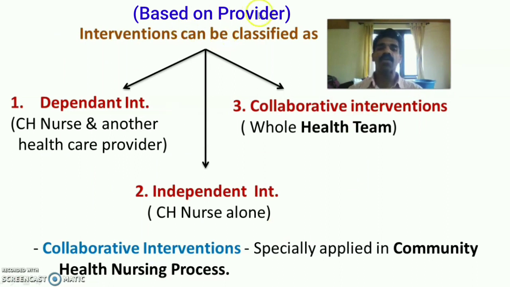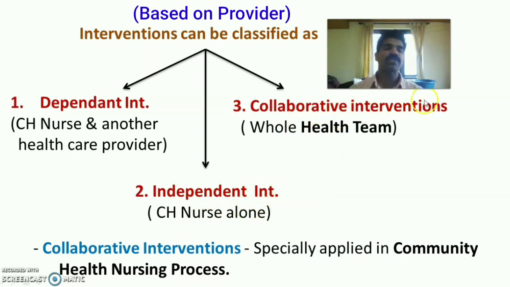Then interventions can also be classified as dependent interventions, independent interventions and collaborative interventions. Let us see what the difference between these three is. Dependent interventions means the community health nurse and another health care provider render the family nursing services to the family. Independent intervention is nothing but the community health nurse alone rendering the services to the family member. That is called independent intervention.